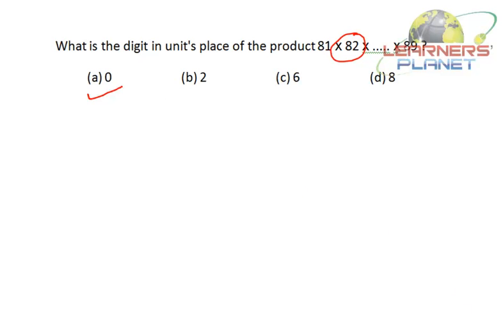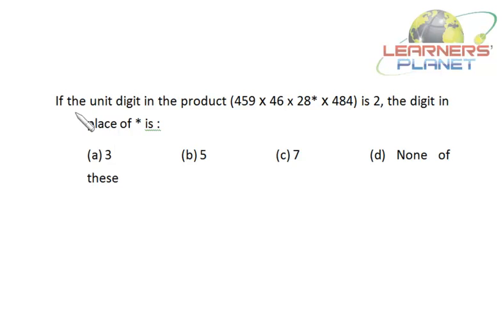Let's take another problem. Now in this case, if the unit digit in the product 459 into 46 into 28 star into 484 is 2, then we have to find out the value of this star. Let's begin the problem. 9 into 6, 54. I'll drop 5 and I'll continue with 4. I'll skip this number, and that 4 into this 4, I'll get 16. So that means I'll be getting 6 at the unit place, but I want 2.